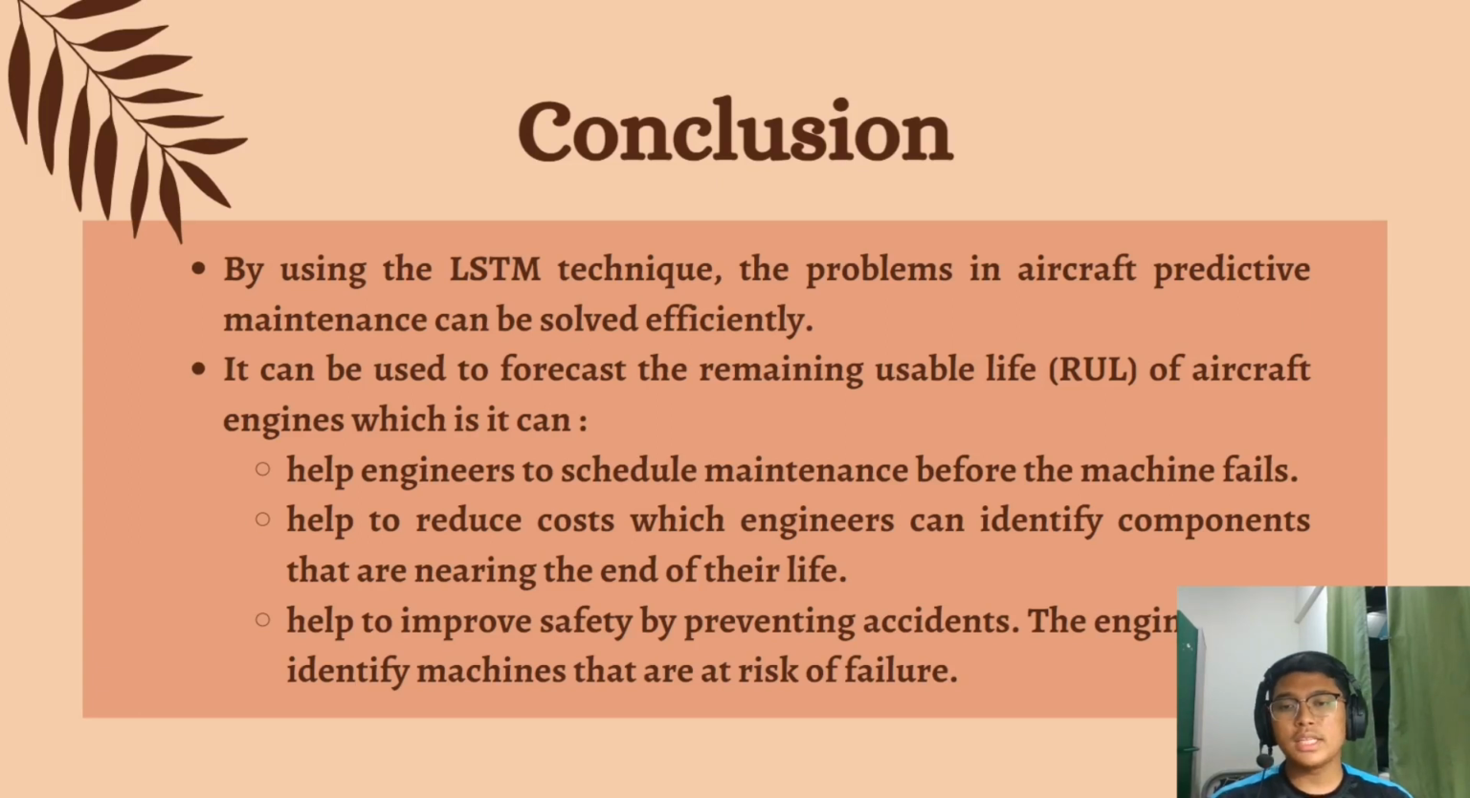And the last one is we can help to improve safety by preventing accidents. So the engineers can identify machines that are at risk of failure. Maybe one component might have a really small failure or break at a particular time, but it can be worse next time or in the future. So by predicting the maintenance earlier, it can help the engineers prevent aircraft accidents from occurring.